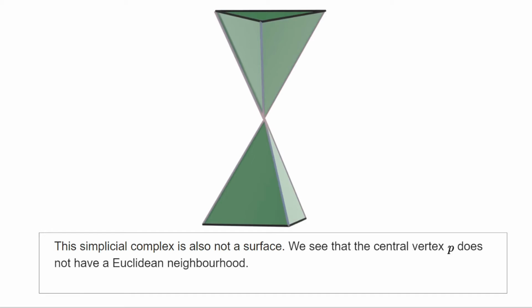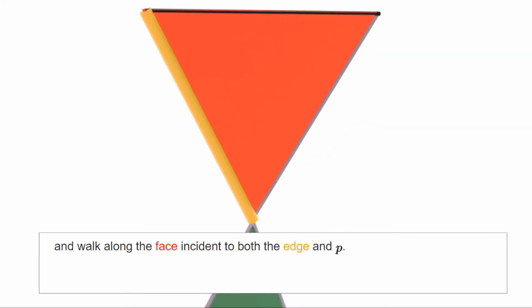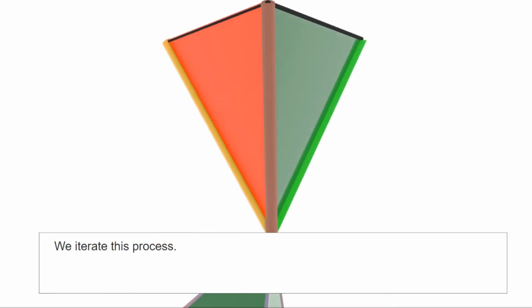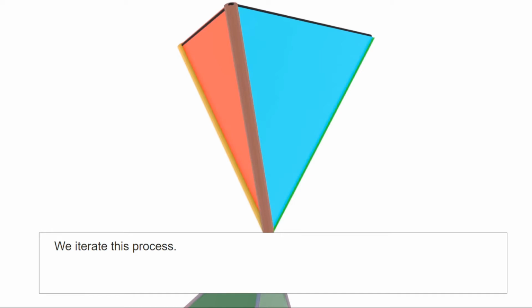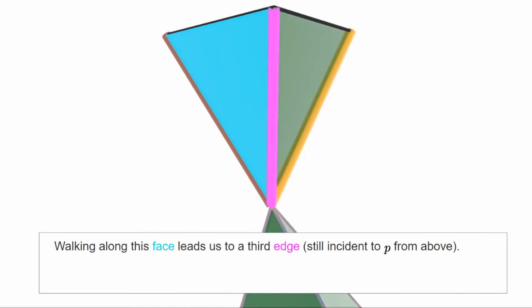Suppose that we pick one of the edges that is incident to P. Then we choose one of the two faces that is incident to both the vertex and the edge. This face connects the edge that we started with a new edge that is also incident to P. This second brown edge is incident to two faces. One of them is the red one, which we've already seen, and then there's a second face incident to it that is also incident to the point P. By walking along this second face, we will reach a third edge, now depicted in pink.